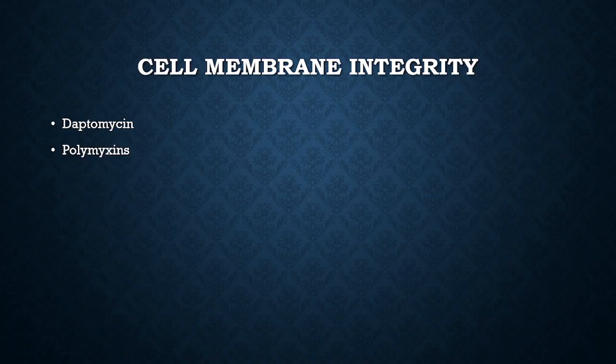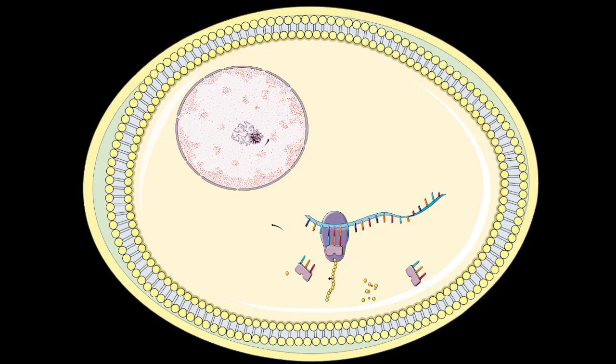Then when we move to the next type of mode of action, which is going to be your cell membrane integrity. So these two drugs, daptomycin and polymyxins, what they're going to do is play with the membrane integrity. So they're going to have an effect on the membrane and its integrity. When we go to this picture, we are talking about this part over here, the cell membrane. They're going to make it more porous.